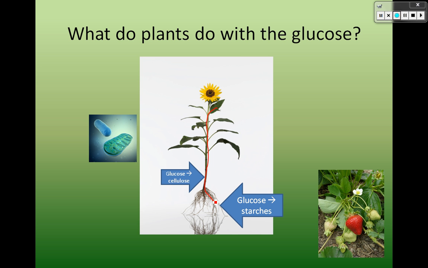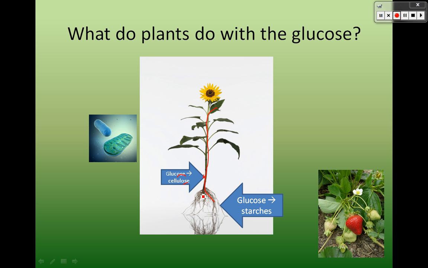Glucose can also turn into cellulose. Now these both end in ose, and so we know that they're both carbohydrates. And so it's just a simple rearranging of the glucose molecules. Again, the glucose travels down from the leaves and ends up in the cells of the stem. And cellulose is what builds the cell wall.